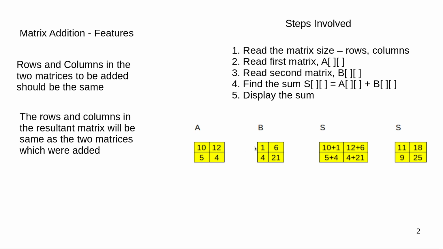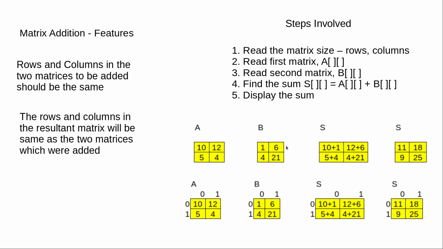So here it's 10 and here it's 1, so we add those two and we get 11. Okay, similarly we add 12 and 6 to get 18. 4 and 21 is added and we get 25. Okay, so that's the way that we add a matrix.